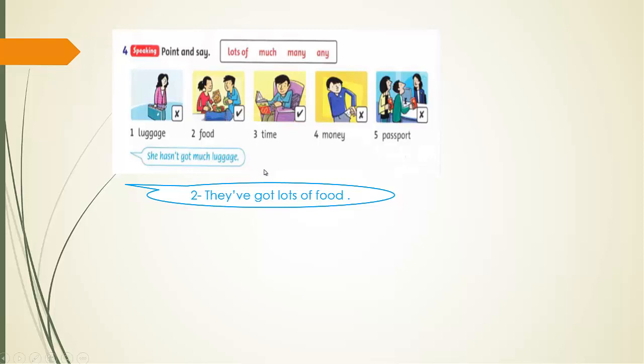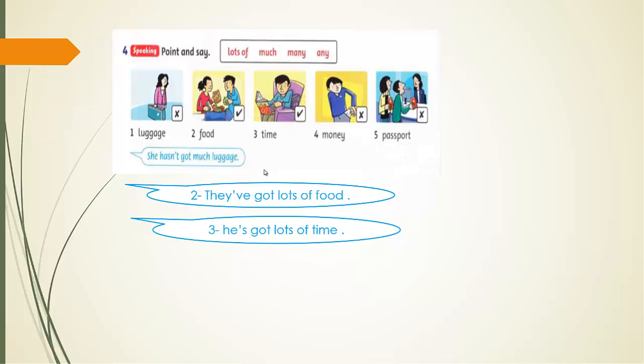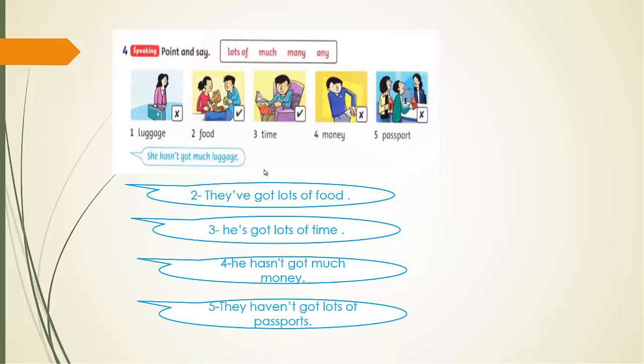Number 3, try to do number 3. Okay. What is number 3? Yes, he has got lots of time. Number 4, he hasn't got much money. And 5, the last one, they haven't got lots of passports.